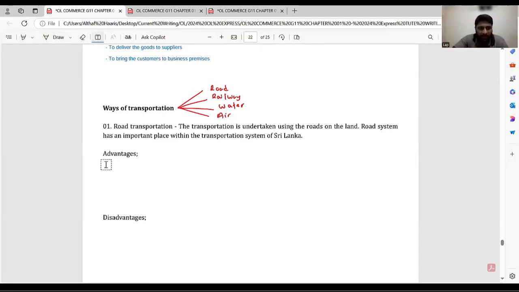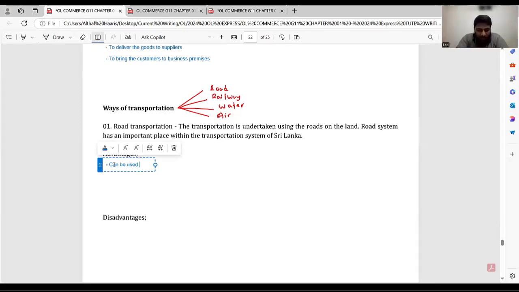So let's write certain advantages. What are the advantages of roads, people? Biggest advantage, road is available for any place, not like railway tracks. So we have to write the advantages by looking at the other ones also. Road is available in all the places, not like railway track. Railway track is not available for all the places. And road, people, when you compare with air, is cheaper. So likewise, there are advantages. We'll write one by one.